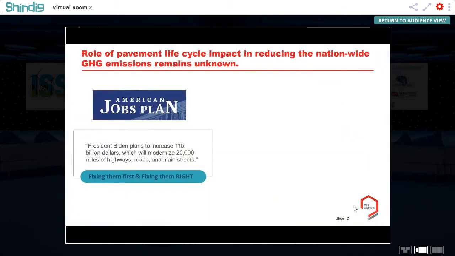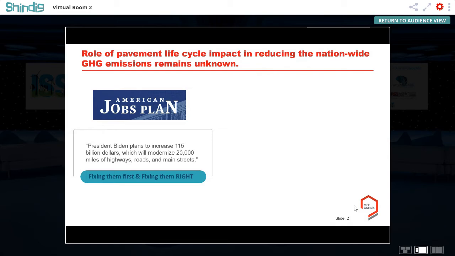So to start this presentation, I'm going to talk about the American Jobs Plan that you might have heard of, that President Biden plans to increase $100 billion to modernize, or in other words, maintain or repair the roads, more than 20,000 miles of the highways and roads and main streets. And the quote that we can see here is about fixing them first and fixing them properly.